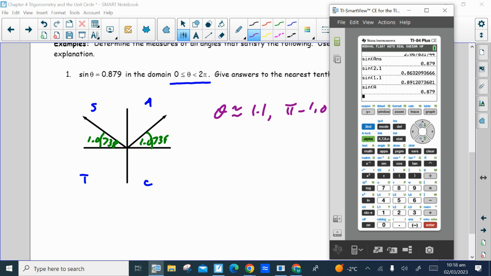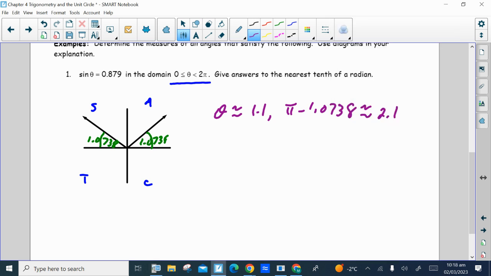So these are the two angles between 0 and 2 pi, such that the sine of those angles equals exactly 0.879. We rounded them off to write them down, but using the numbers in the calculator allows us to check. So again, you should never get these wrong. You can always check them.